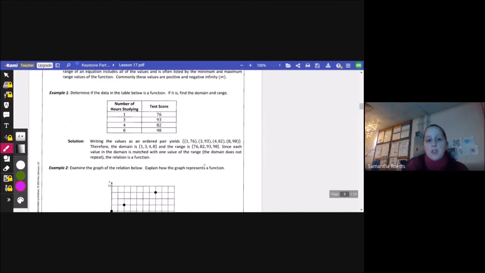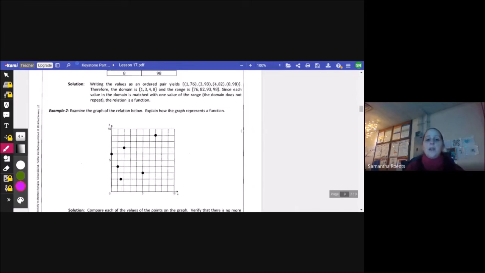So example 1, determine if the data in the table below is a function. If it is, find the domain and range. So if I write the values as an ordered pair, I get 1, 76, 3, 93, 4, 82, 8, 89. Therefore, the domain is 1, 3, 4, 8, and the range is 76, 82, 93, 98. Since each value in the domain is matched with one value of the range, the domain does not repeat. The relation, therefore, is a function.